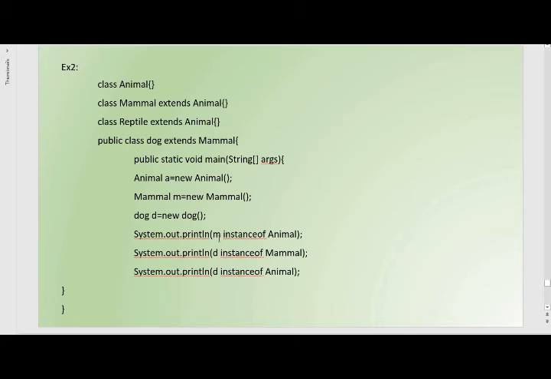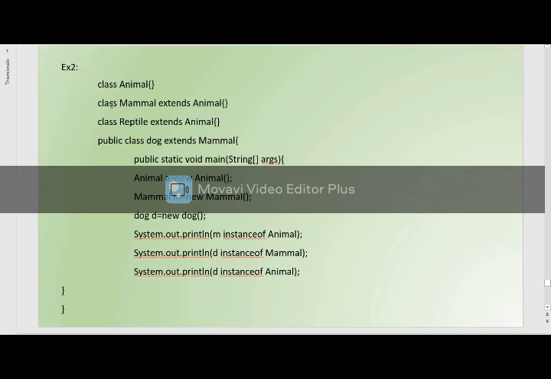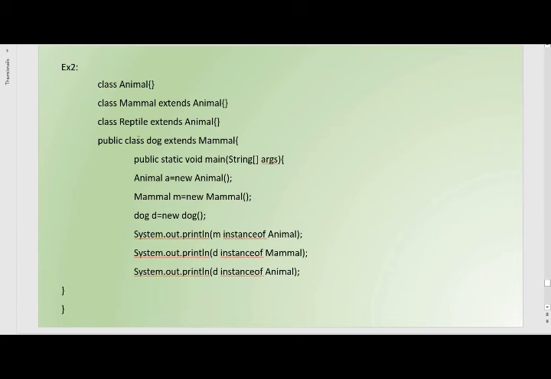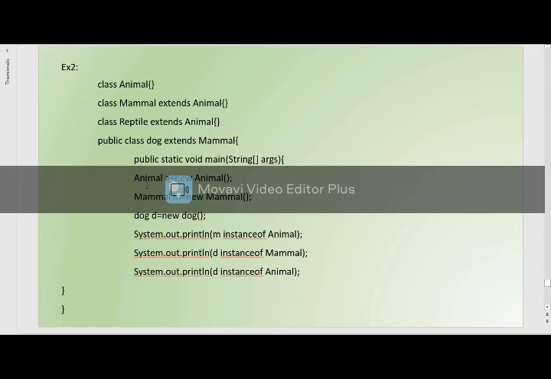This is the second example of our session. Class animal. There are several classes: mammal, reptile, and dog. The mammal class extends the animal class, reptile class extends the animal class, and dog class extends the mammal class. Inside the dog class, you can see there are many statements. What are they? Animal A equals new animal. Here we create an object. Object name is A, by referring to the animal class.